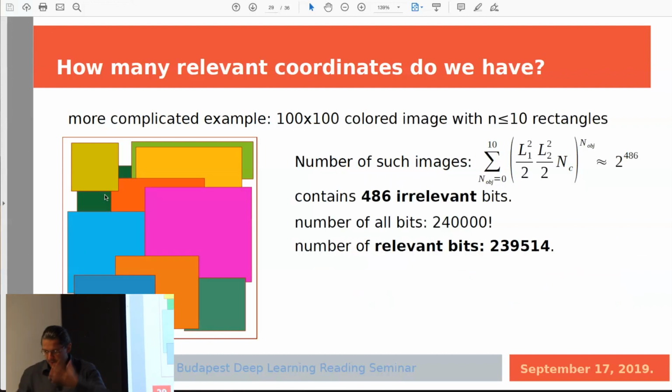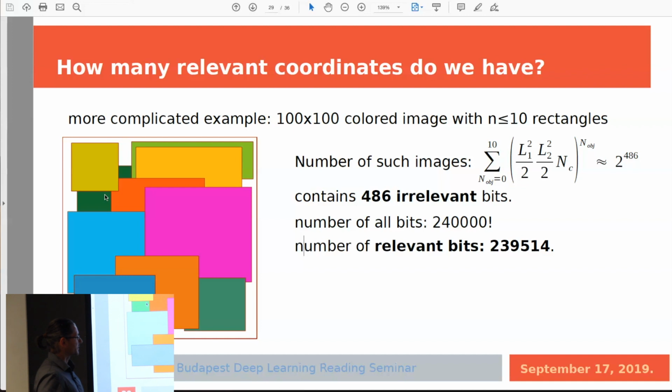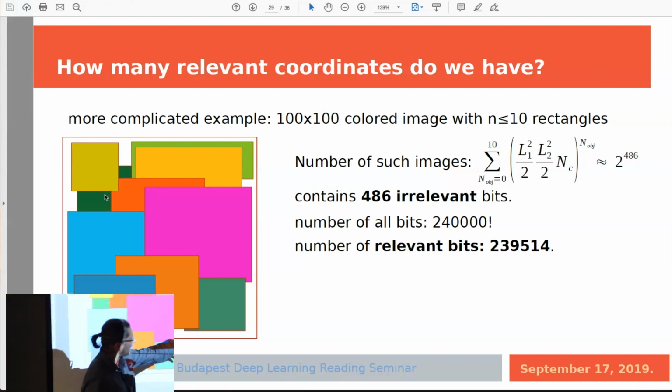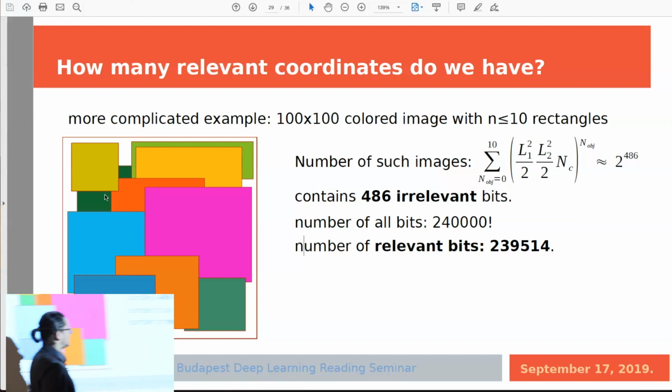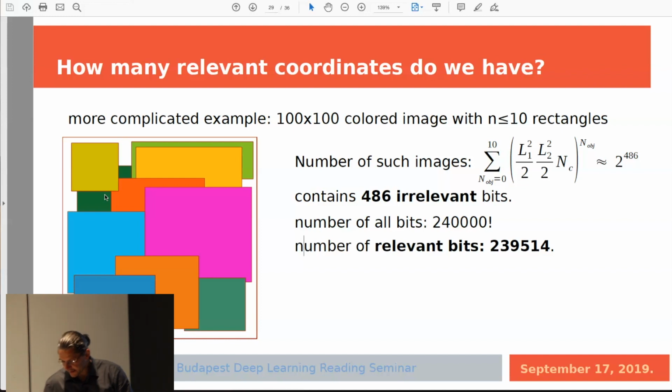Let's see another example, but it's actually the same, just a little more colored. Again we have a 100 times 100 colored image with some rectangles, the number smaller than or equal to 10, and it's a binary picture. Then we can count the number of such images, and it turns out that the number of these images is 2 to the 486. That means it contains 486 relevant bits, and all of the other bits are irrelevant. Again, the same.